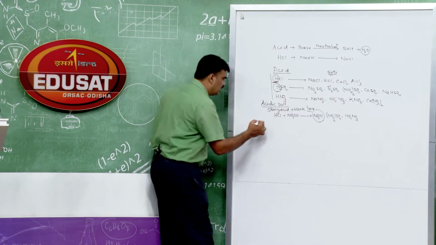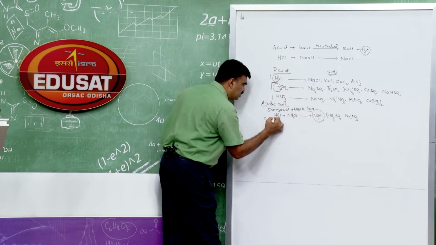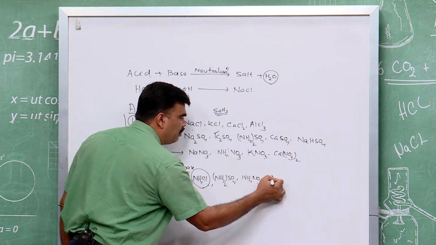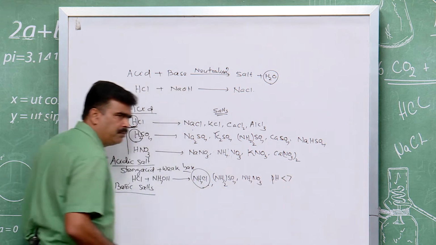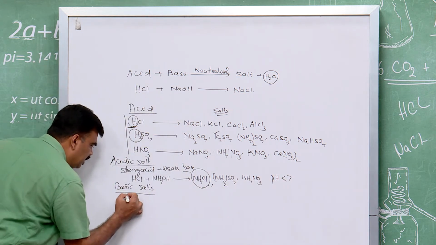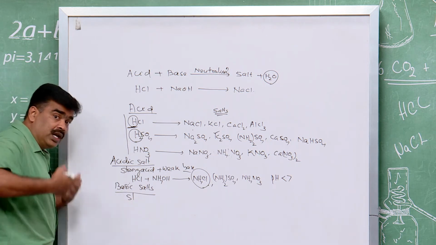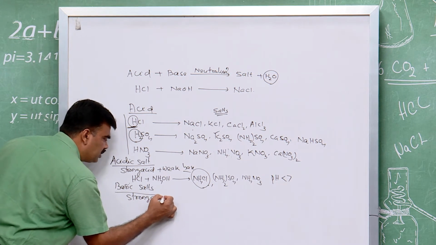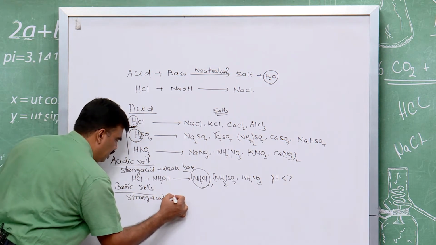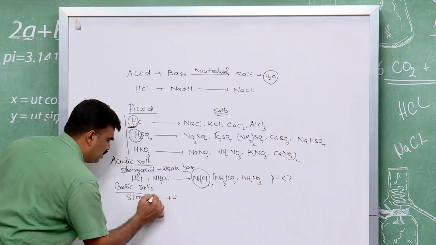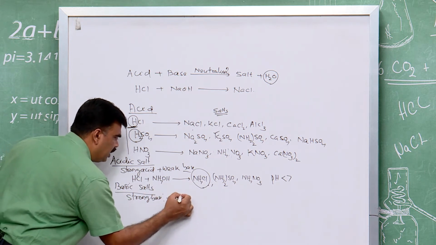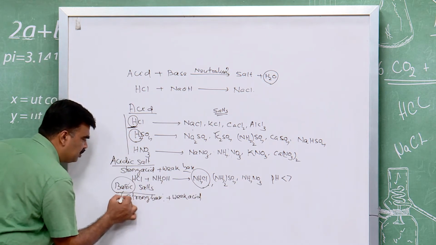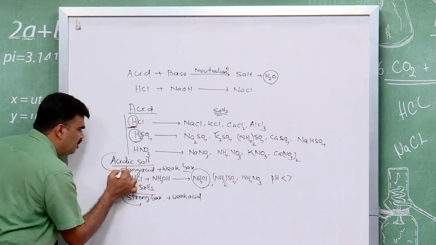What are the basic salts? If you put acidic salts in water, definitely the pH of the solution will be less than 7. Basic salts are produced by the neutralization reaction between a strong base and a weak acid. Basic salt means the base must be strong. Acidic salt means the acid must be strong.